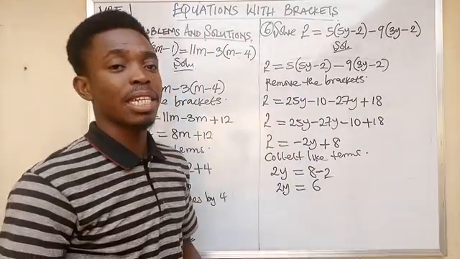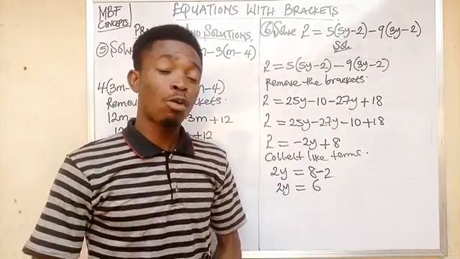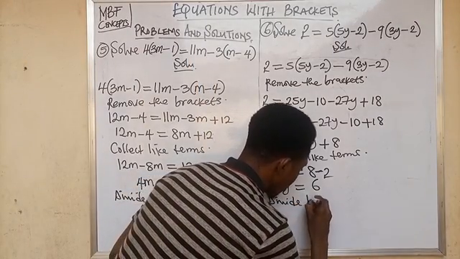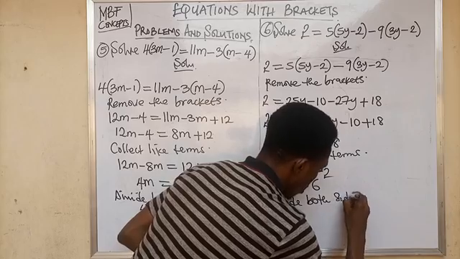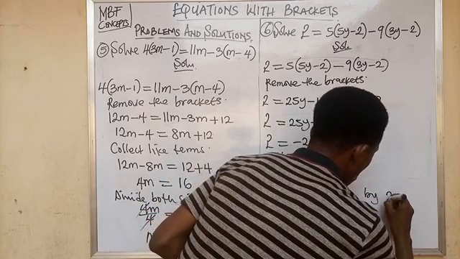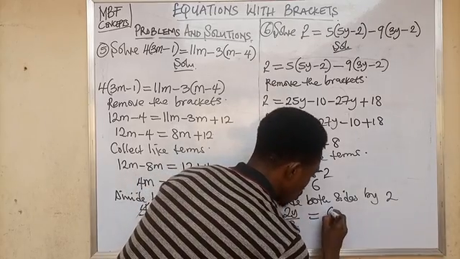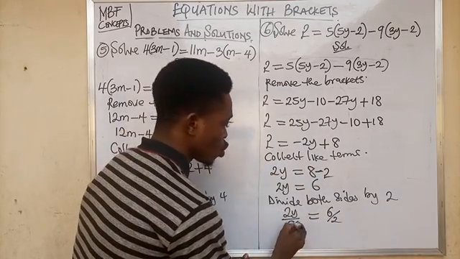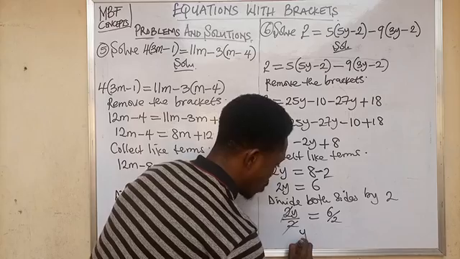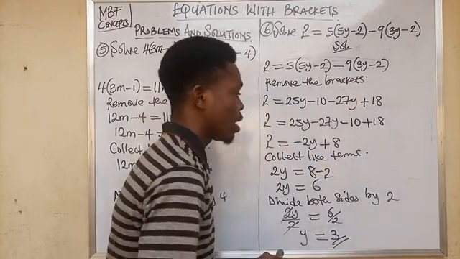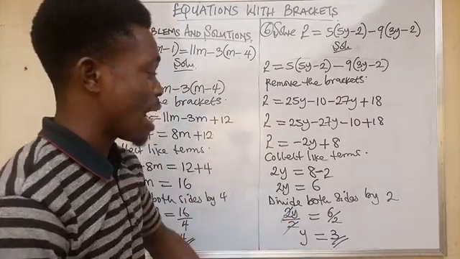The next thing we do, guys, is to divide both sides by the coefficient of y. Divide both sides by 2. And we are going to have 2y over 2 is equal to 6 over 2. Guys, 2y divided by 2, we are going to have 1y. And 6 divided by 2, we are going to have 3. This is the simple answer to this question.